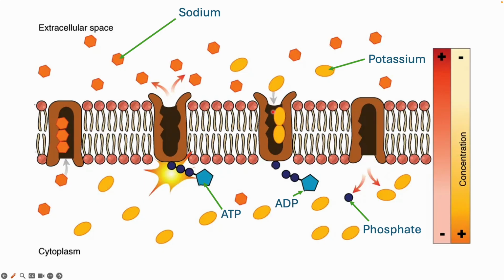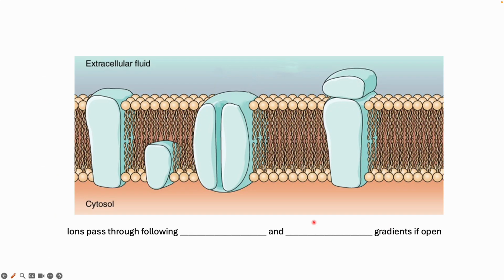Now you have a phosphate bound to the sodium potassium ATPase. Potassium binds to it. When the inorganic phosphate is released, then you have a change in conformation, and it opens up to the inside and releases the potassium ions. And so this helps maintain that high concentration of sodium outside and high concentration of potassium inside.